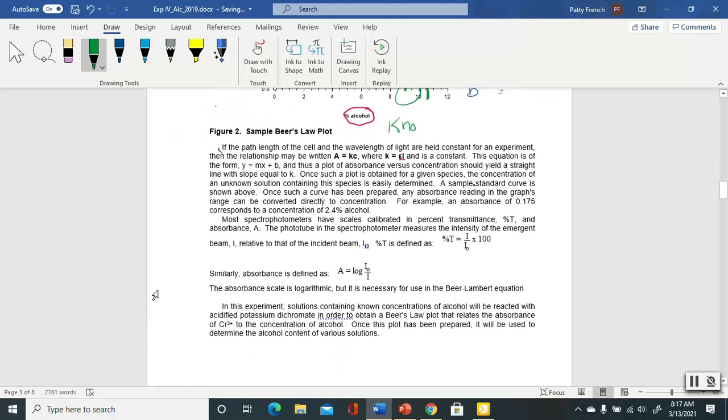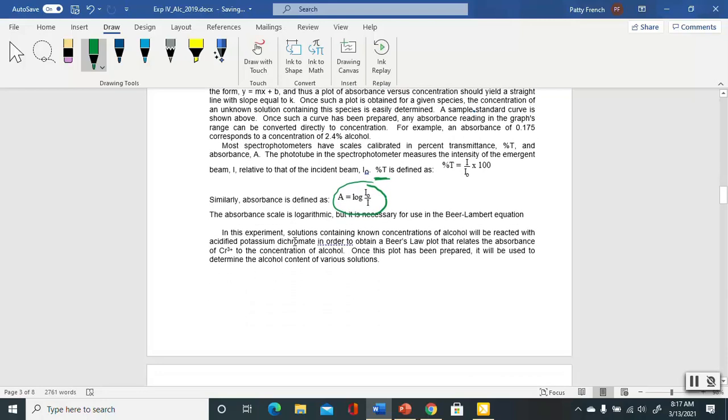Now all of this down here is explaining how we get absorbance from the percent transmittance. Because our old spectrophotometers gave us percent transmittance, we had to convert it to absorbance. But these that we're going to be using are going to take absorbance for us.